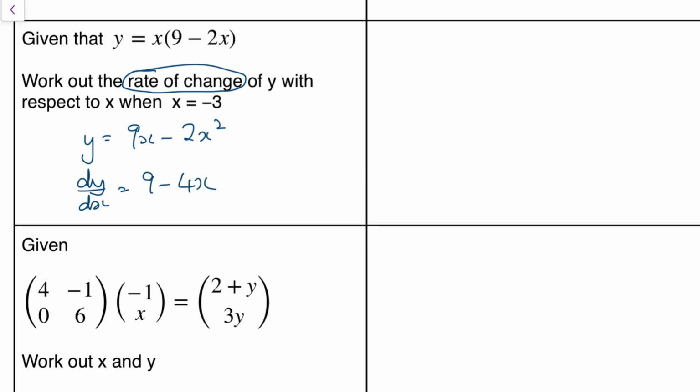And then it says work out the rate of change of y with respect to x when x is minus 3. So at x equals minus 3, dy/dx is equal to 9 minus 4 times minus 3, which is plus 12. 9 plus 12 is going to give me 21. So the answer to my question is 21.